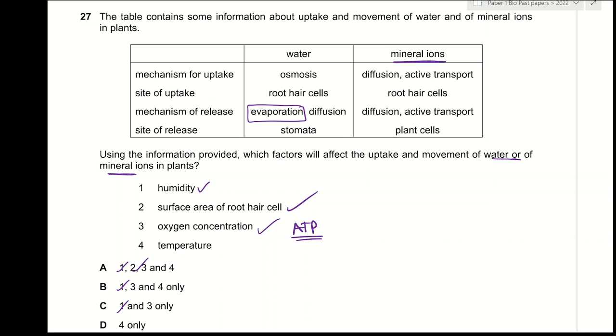Therefore, if the oxygen concentration decreased, this means that there is less respiration. If there is less respiration, there is less ATP produced, and the rate of active transport decreases. Therefore, oxygen concentration does alter the rate of uptake. Now, for 4, temperature. As we all know, temperature alters the rate of evaporation of the water. Therefore, it's correct and the answer is going to be A.